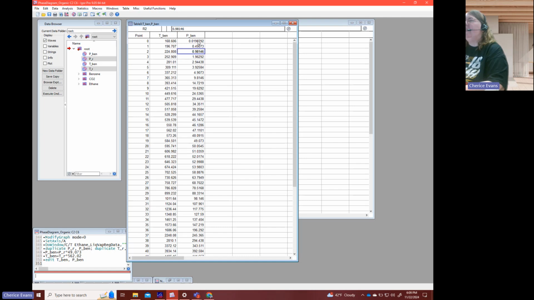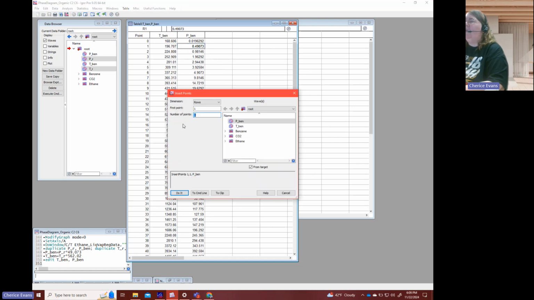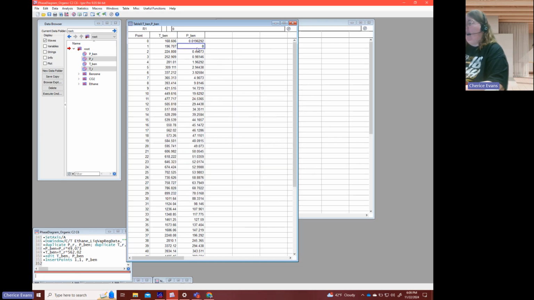To go from 19 millibar to 0.5 is probably a little much. So I'm just going to go ahead and insert a point here and do a 0.1. So that's basically 2 orders of magnitude greater than that, but it's a starting point. And then everything else I'm happy with.